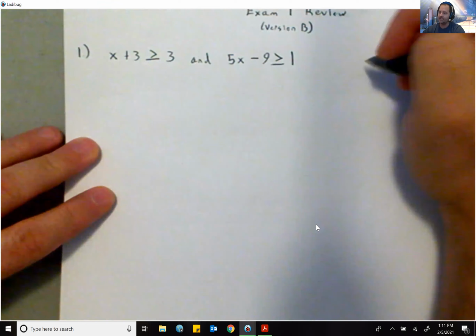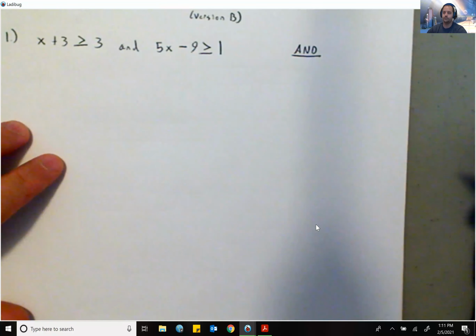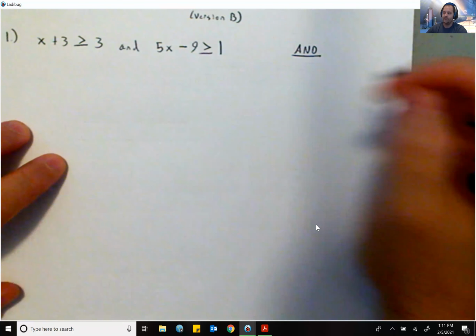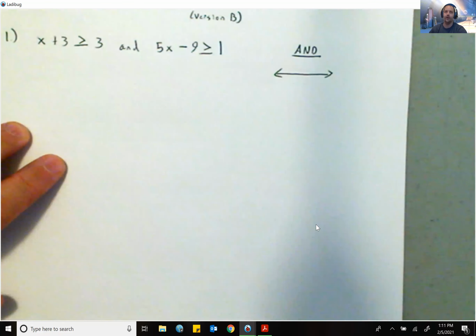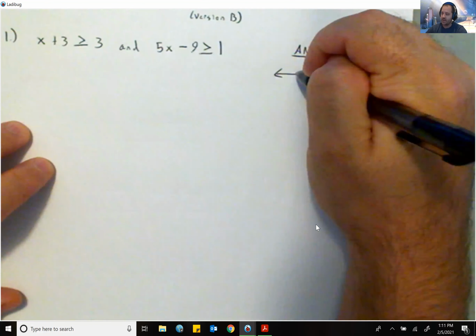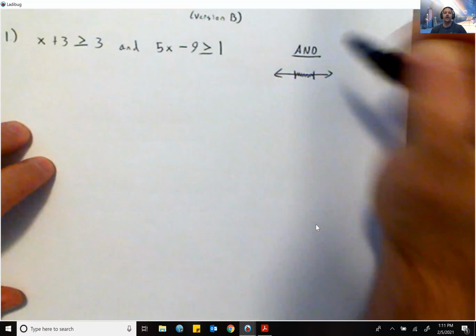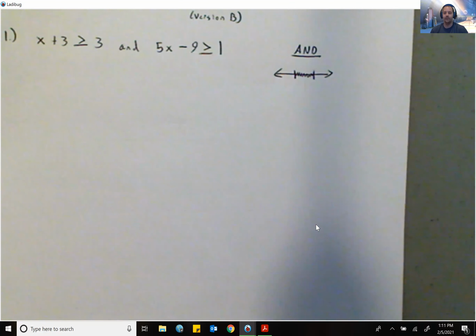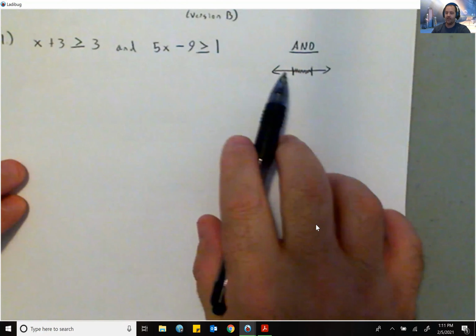Where do ands normally shade? If I had a number line, where would an and normally shade on the number line? The middle. In the middle, that's right, because usually you're stuck between two numbers. Ands normally shade in there, and that's what we hope is going to happen. Okay, so let's check it. Let's find out if we shade in the middle.